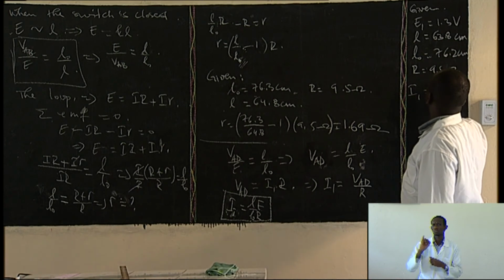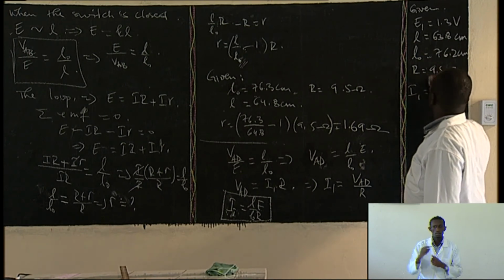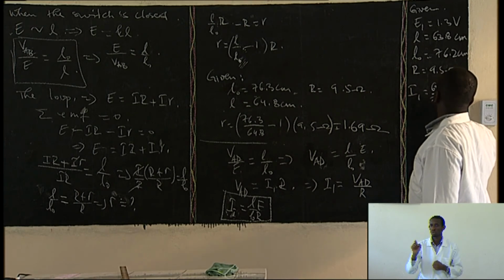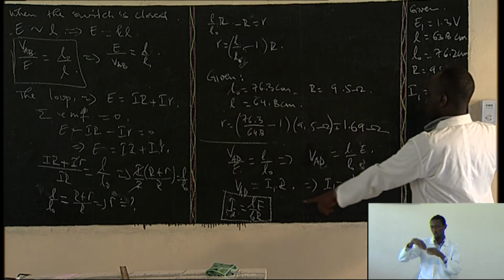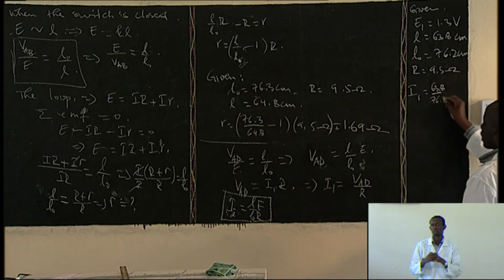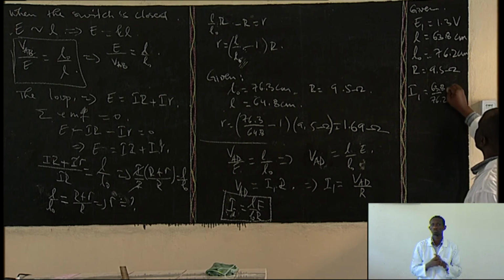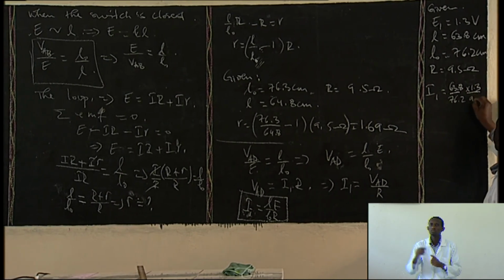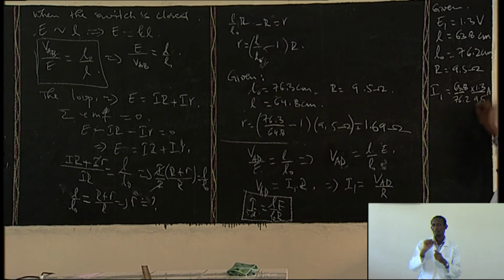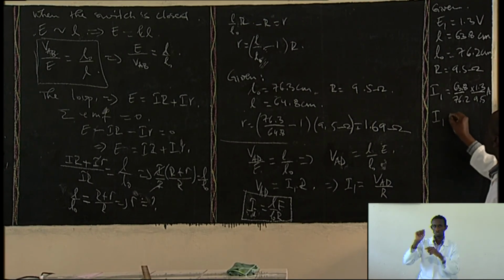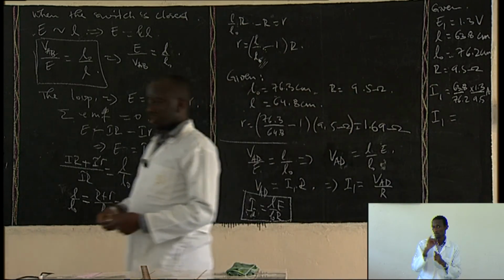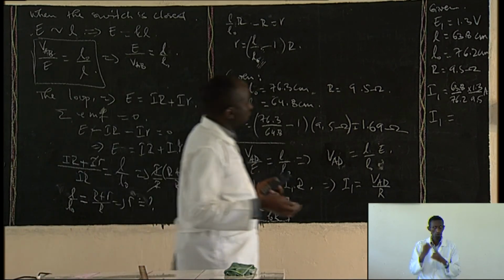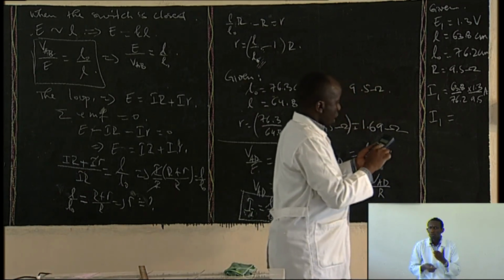What do we find? We find 63.8 over 76.2, then times 1.3 over the resistance 9.5. The answer is going to be in ampere. So what is going to be the answer there? Can you do that, and then you finish? So what will be the answer here?